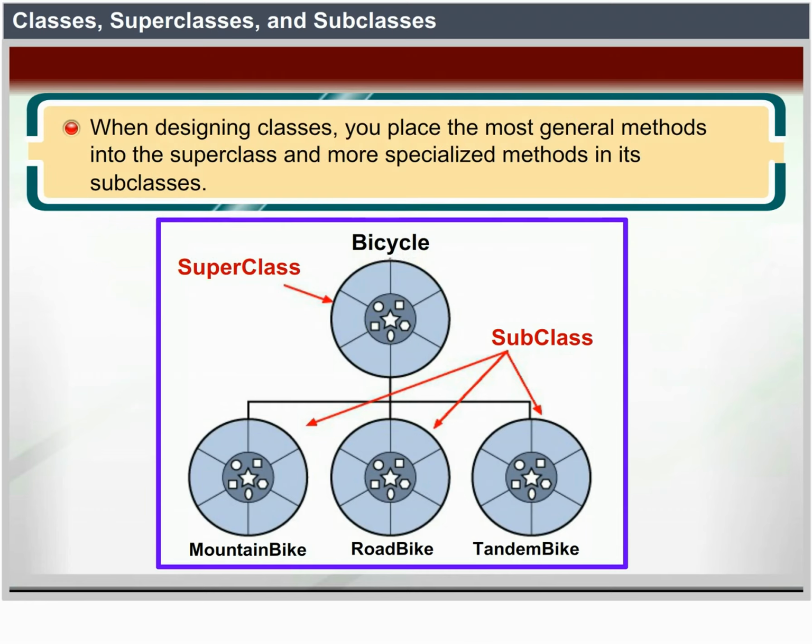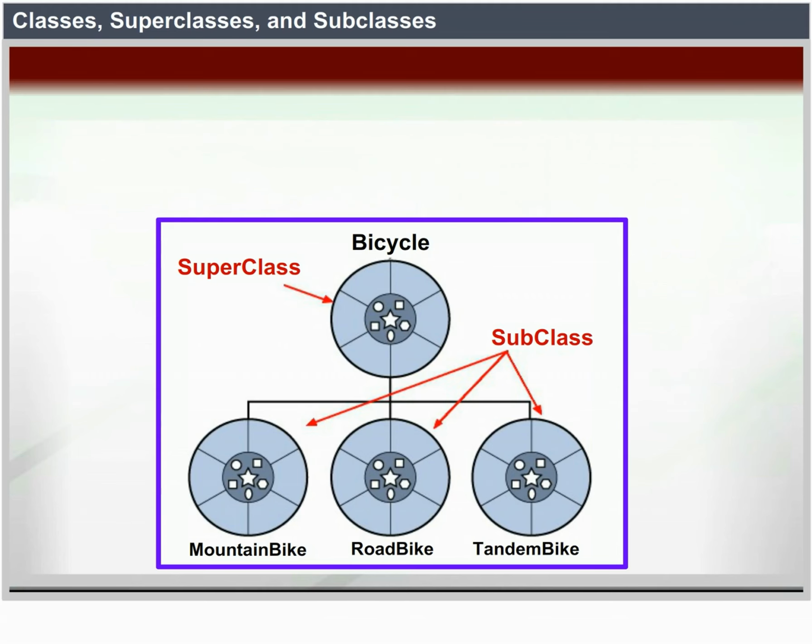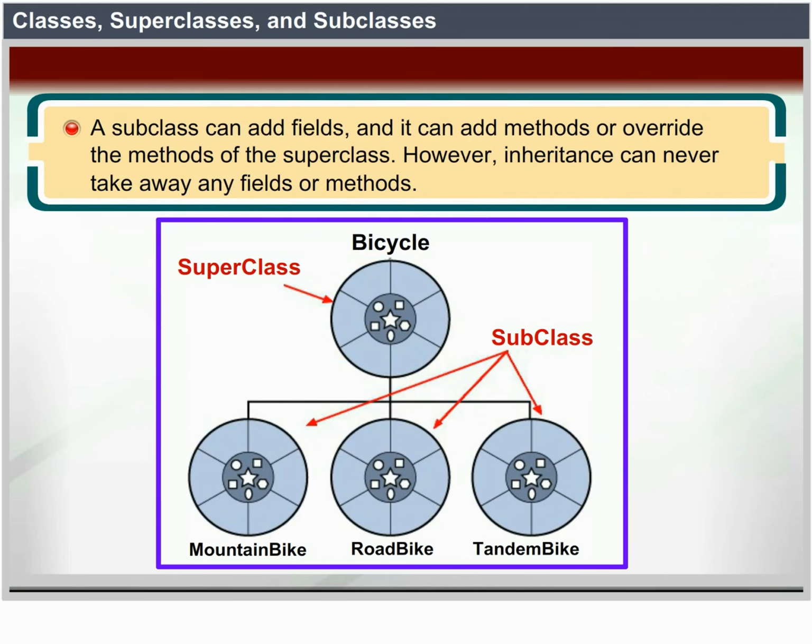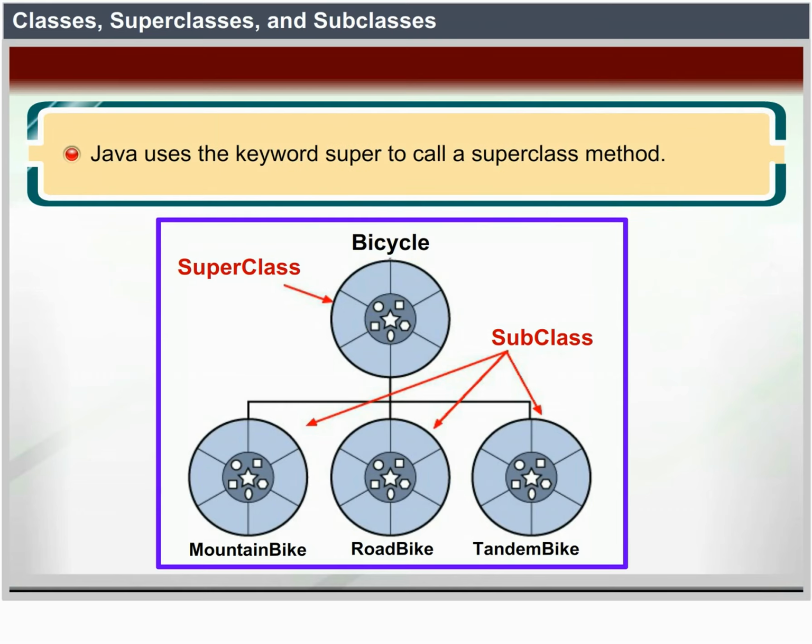Subclasses have more functionality than their superclasses. When designing classes, you place the most general methods into the superclass and more specialized methods in its subclasses. A subclass can add fields and it can add methods or override the methods of the superclass. However, inheritance can never take away any fields or methods. Java uses the keyword super to call a superclass method.